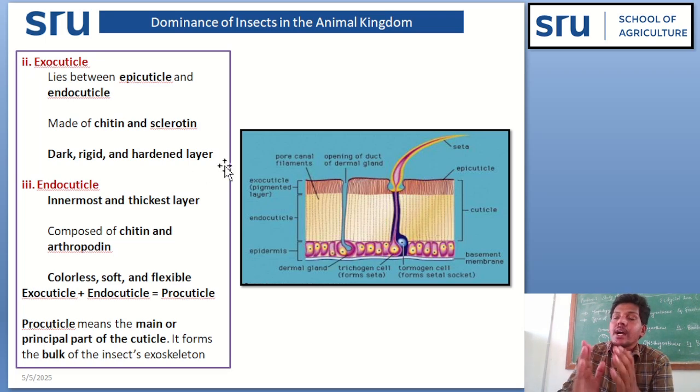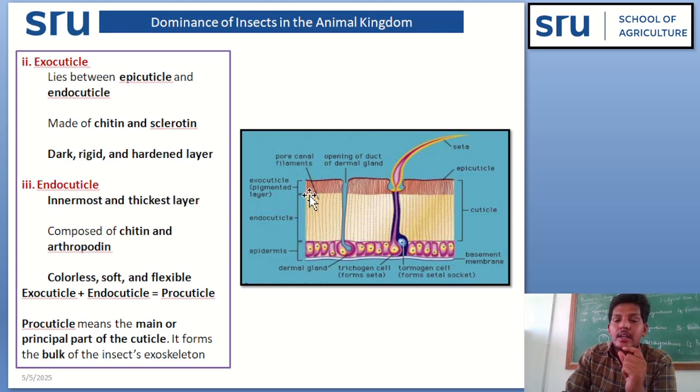It is made up of chitin and sclerotin. These are kinds of proteins. This forms the exocuticle layer. This is a dark colored, rigid and hardened layer of the cuticle. Next, the last layer of the cuticle is the endocuticle. This is the innermost and thickest layer, and it is made up of chitin and arthropodin. What chitin is and what arthropodin is, we will discuss in the coming slides. And this is the colorless, soft and flexible layer.